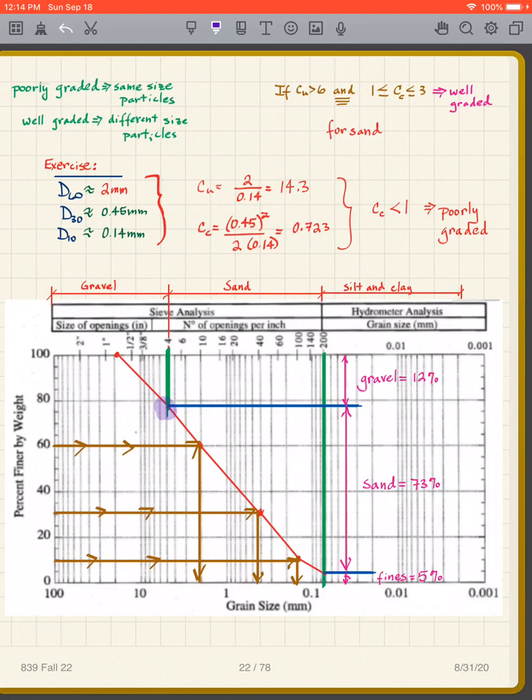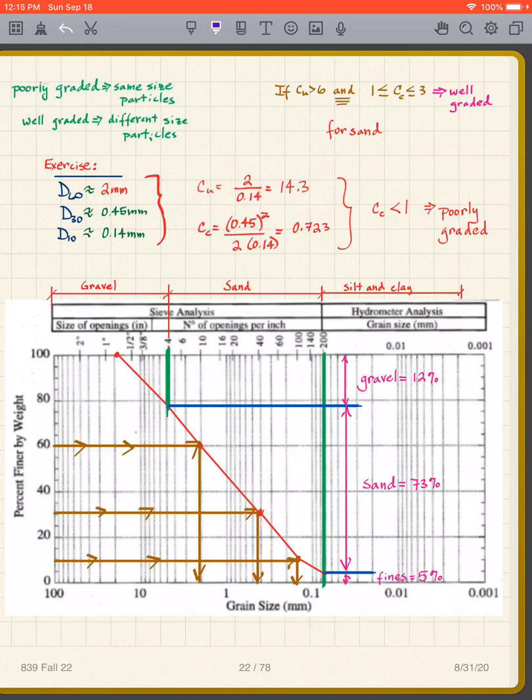So what do I have? Well, I have a sand, right? You can see it's pretty obvious I have mostly sand, so I have a sand. I read off my D60. I get 2 millimeters. My D30, I get 0.45 millimeters. My D10, I get 0.14 millimeters. Plug in the value for CU, I get 14.3. For CC, I get 0.723.